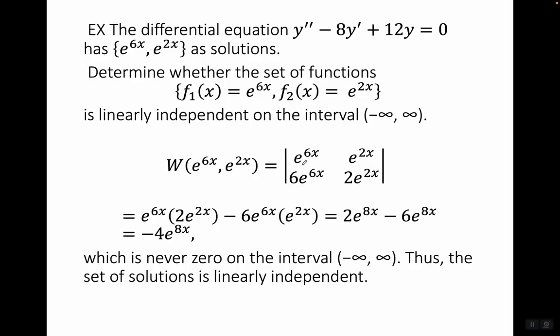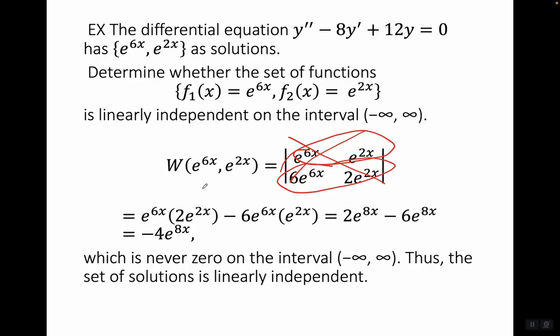We're going to use the Wronskian. So we calculate the Wronskian of this set. The top row is just that set of functions, e^(6x), e^(2x). The second row consists of the first derivatives, 6e^(6x), 2e^(2x). The Wronskian is just the determinant, so it's the product of these two minus the product of these two. So it's e^(6x) times 2e^(2x), minus 6e^(6x) times e^(2x).